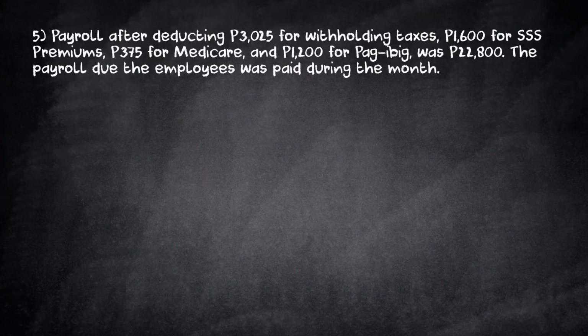Number 5. Payroll after deducting 3,025 for withholding taxes, 1,600 for SSS premiums, 375 for Medicare, and 1,200 for Pag-ibig was 22,800. The payroll due to the employees was paid during the month. So, let's take note. Ang sabi dito, after deducting. After. So, ibig sabihin, hindi pa total amount ang 22,800. Hindi pa ito yung i-charge natin sa factory payroll. Let's look at the entry.